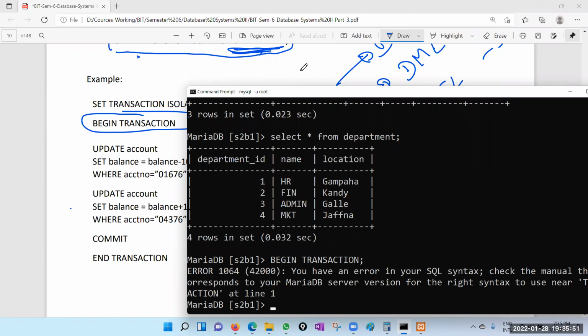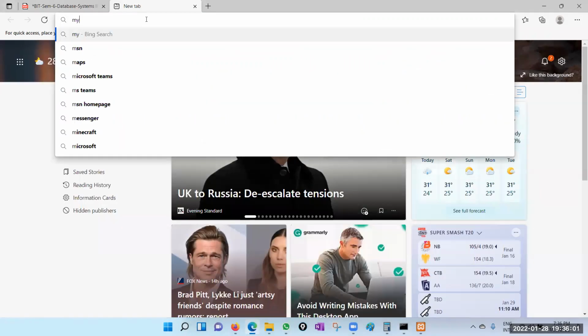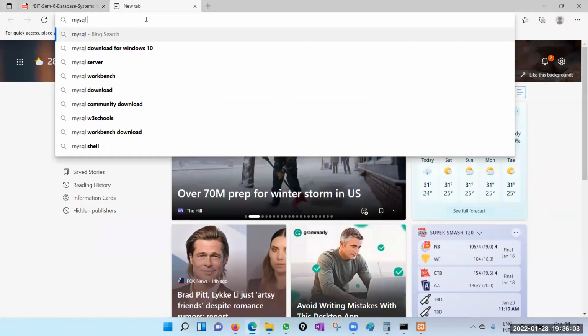Begin transaction. Say in MySQL, start transaction.